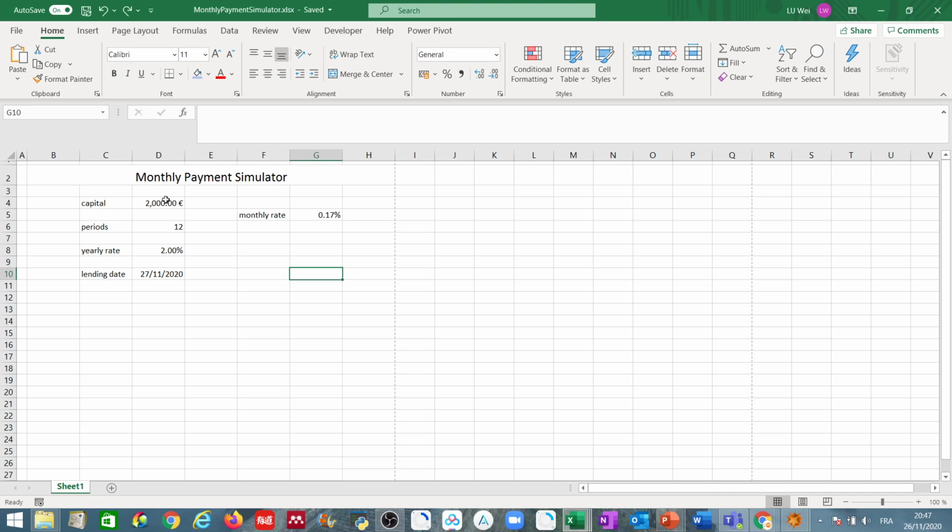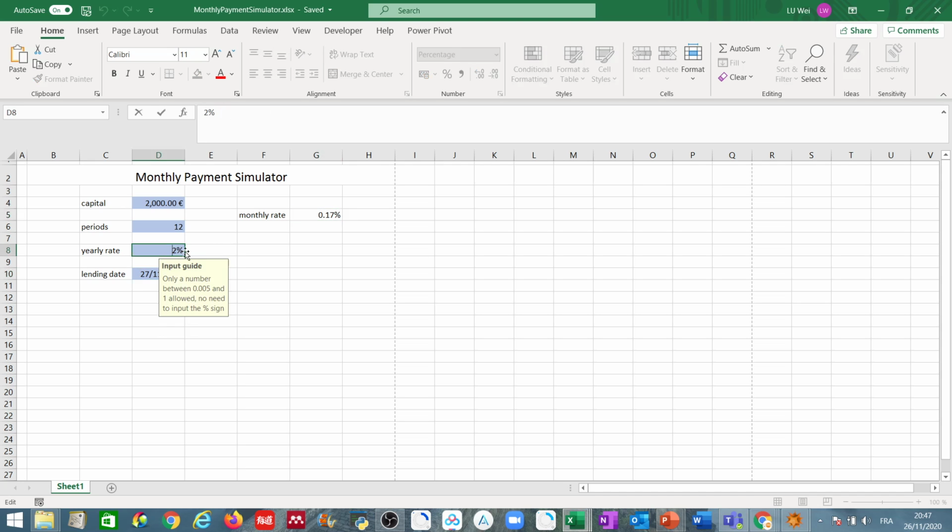And now with this information known, the capital, the period, the yearly rate, and the lending date, we can do a big calculation. We have already calculated the equivalent monthly rate from the yearly rate. For example, if the yearly rate is 2%, the equivalent monthly rate would be 0.17%. If we change the yearly rate to 6%, this value would be updated.